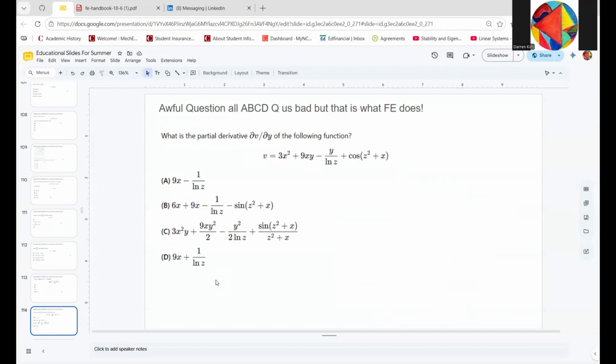Get the partial derivative of this in the y direction. Okay, so this goes away. In the y direction, this is something, and this is nothing. Okay, so that's 9x plus, what's the minus? I can't really read that. Okay, it's minus 1 divided by ln of z, so we get A.